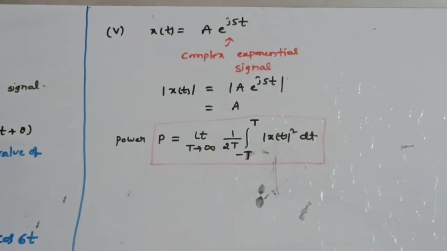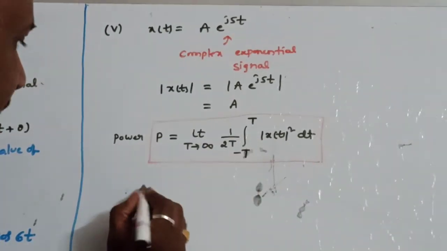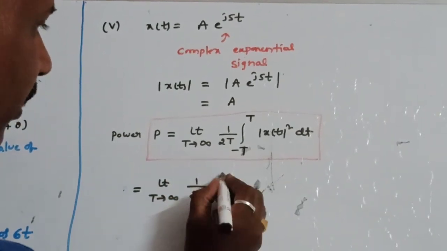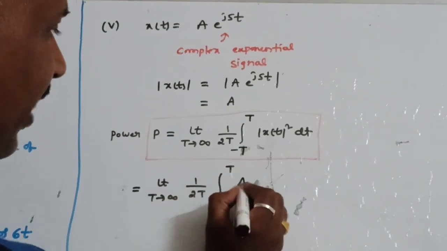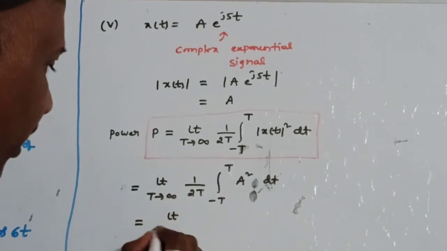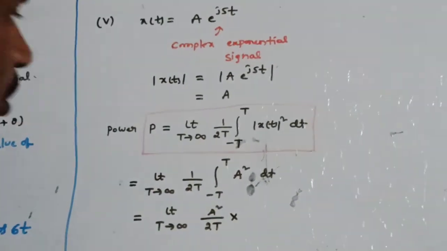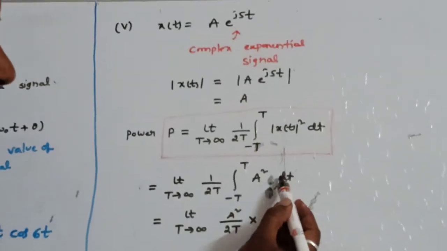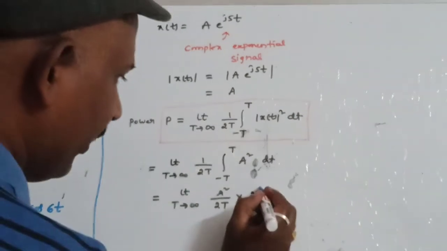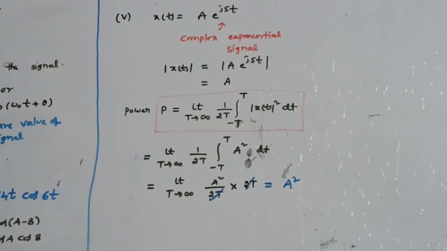Let us substitute the magnitude of x of t that we got, A. A square is a constant, take it outside. So limit T tends to infinity, 1 by 2T, integral from minus T to T of A square dt. You can take A square outside, so limit T tends to infinity A square by 2T into, if you substitute the limits, the integration of dt is T, and substituting the limits, it comes out as 2T. Cancel 2T and 2T, so the power is simply A square. Remember that the power is A square watts.